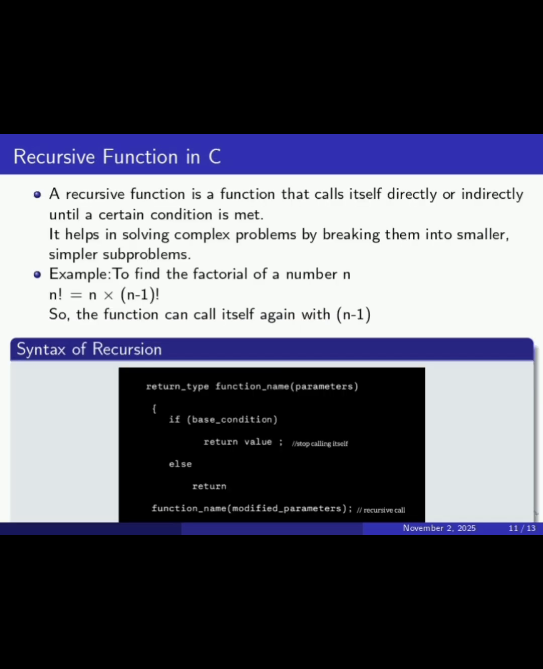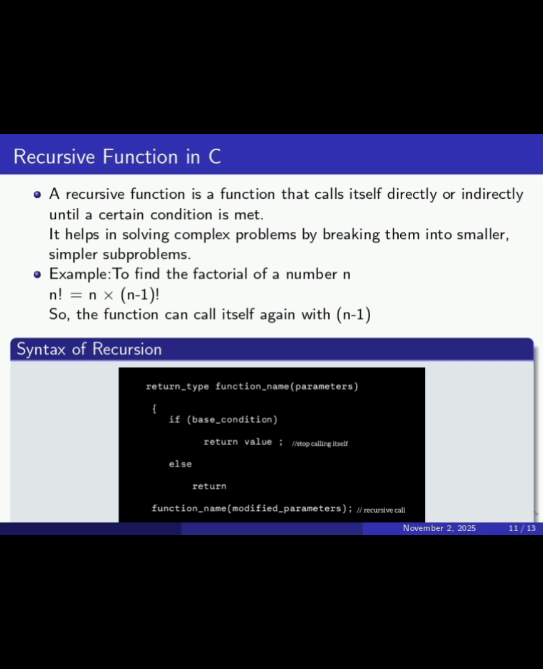Now, let's talk about recursion in C. A recursive function is a function that calls itself directly or indirectly until a certain condition is met. It helps in solving complex problems by breaking them into smaller, simpler sub-problems. It helps solve problems like factorial and Fibonacci series in a simple, repetitive way. So we take an example to find the factorial of a number.